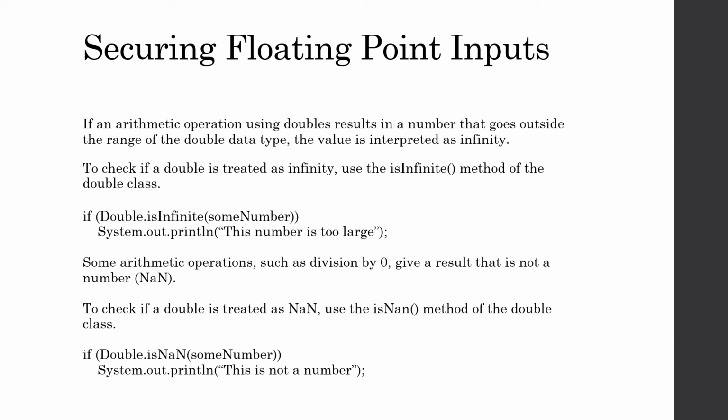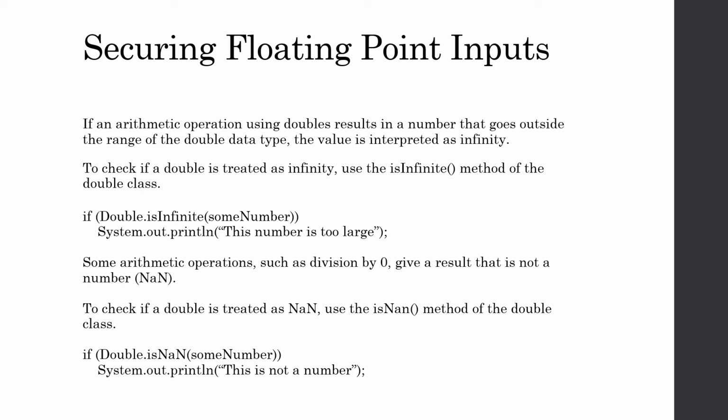In addition to this, we can also check based on certain arithmetic operations. For example, dividing by 0. If we do this with doubles, it's going to give us a result that is not a number. So it's going to give us this NaN value. So again, just like with infinity, what this means is that it's not going to treat it as some finite, easily recognizable number, but instead is going to associate some property with it. In this case, it's going to be the NaN property.